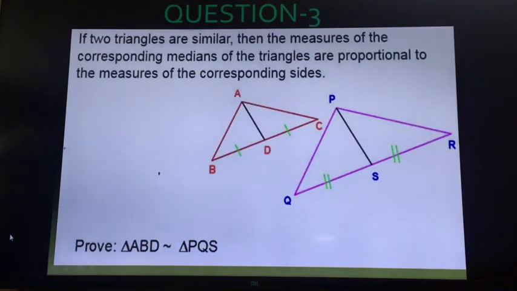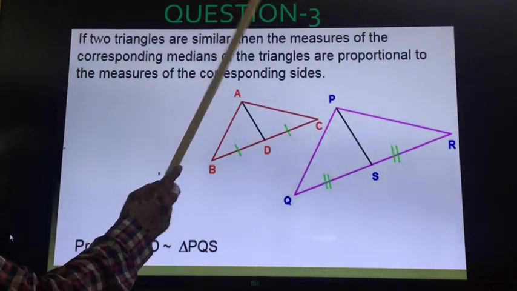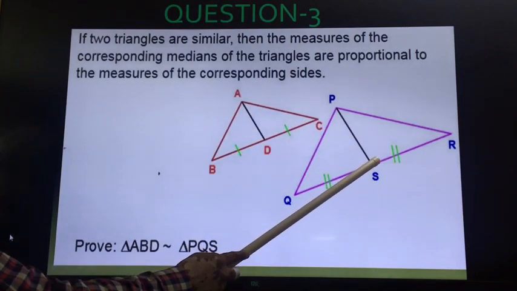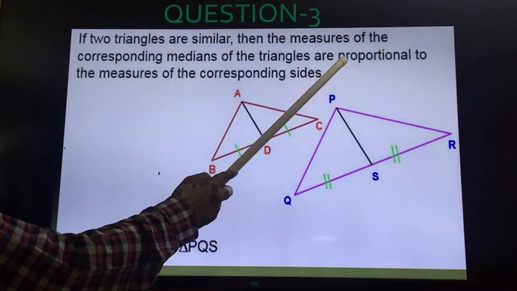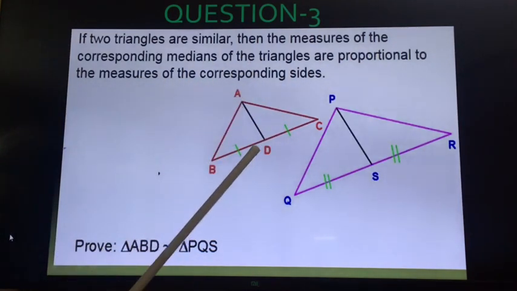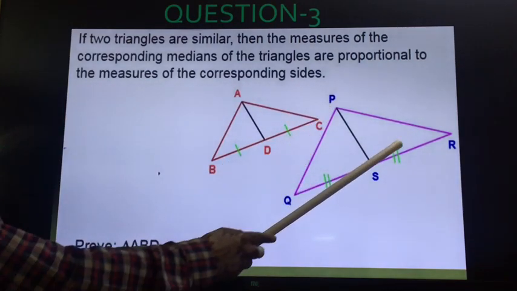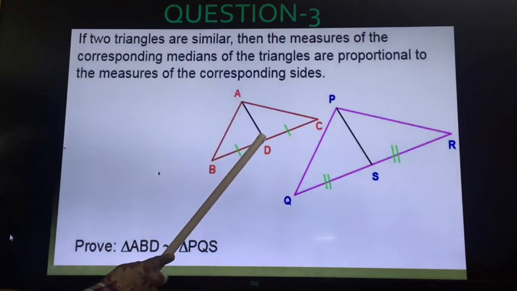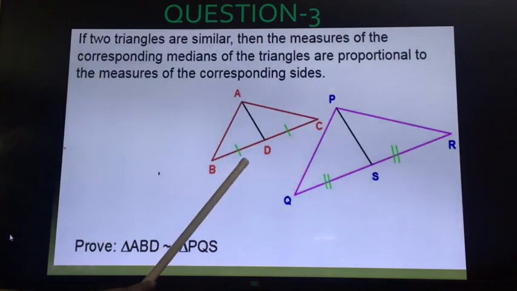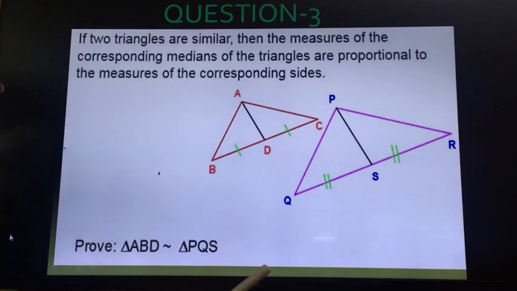Now see the next question. Two triangles, triangle ABC and triangle PQR, are similar. Then the measure of their corresponding medians, here AD and PS are the medians, are proportional to the measure of their corresponding sides. So in this question we have to prove that if triangle ABC and triangle PQR are similar, then the ratio of the medians, AD upon PS, is equal to AB upon PQ is equal to BC upon QR is equal to AC upon PR. This we have to prove.